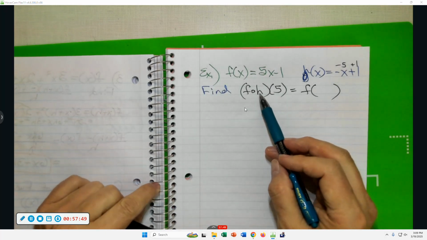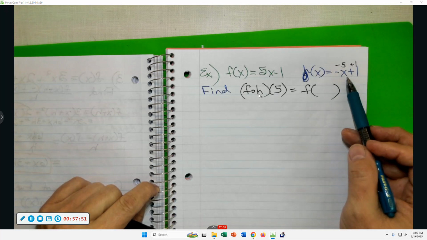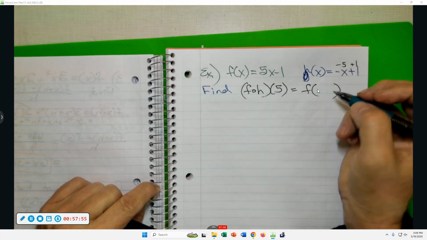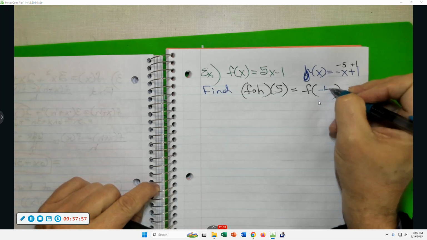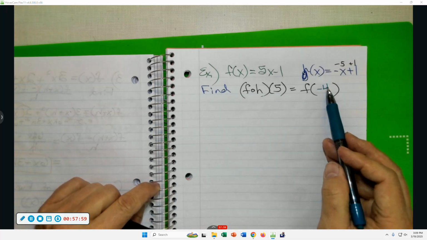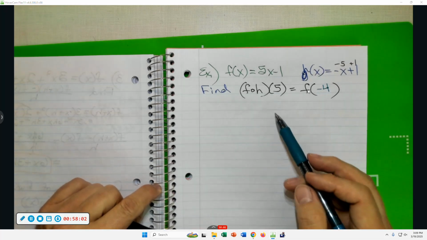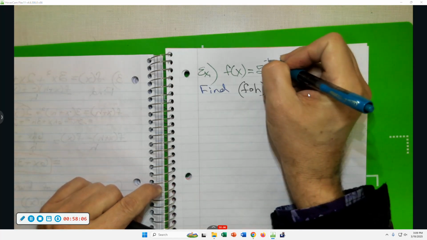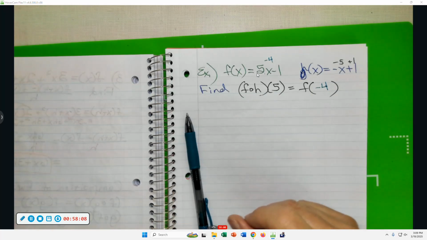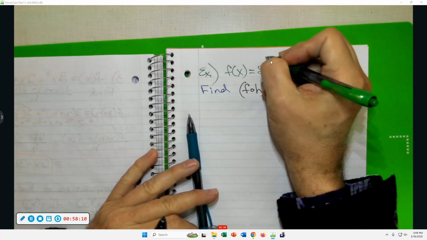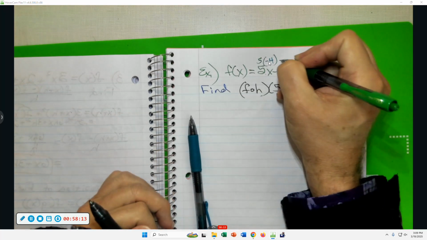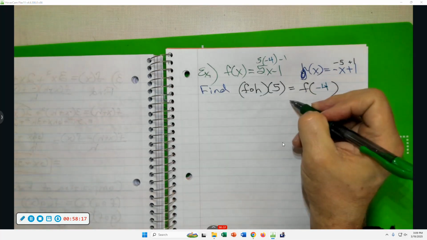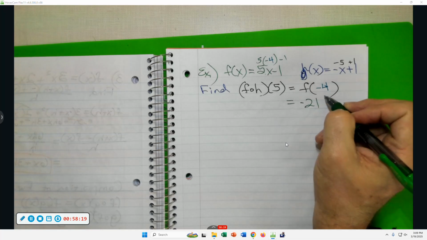That says plug the 5 into H. So you get a negative 5 plus 1, which gives me what? Now we take negative 4 and plug it into what? F. Take the negative 4 and plug it in there. So we have 5 times negative 4 minus 1. Okay, a negative 20 minus 1 is a negative 21.